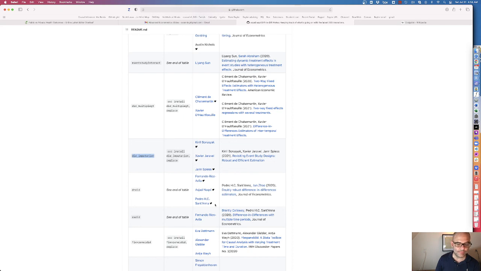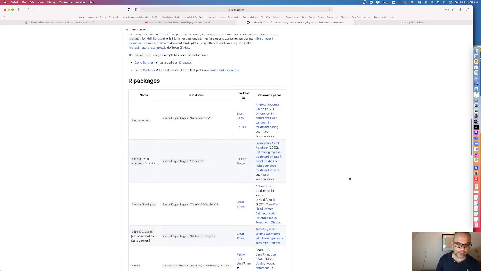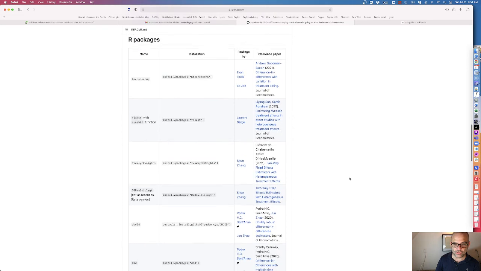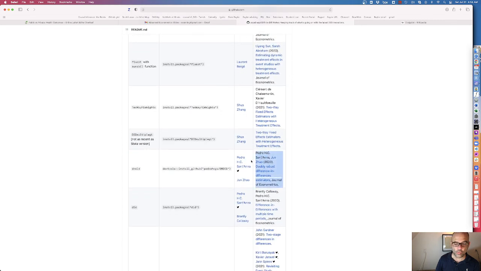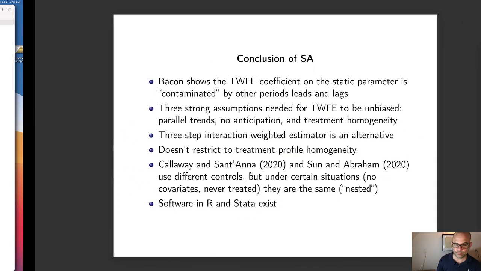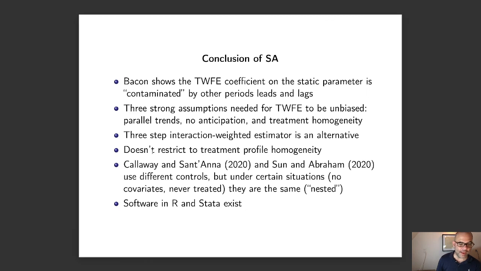Sant'Anna and Zhao, that's DRDID. I might go down here and use the one that they wrote. Because if you use the one the authors wrote, they have an incentive to get all the bugs out. I would probably use that. You'd have to check the two and see how different they are. Okay, good. So the main thing is, with the three-step interaction weighted estimator, you don't restrict the treatment effects to be homogeneous. They can be heterogeneous.